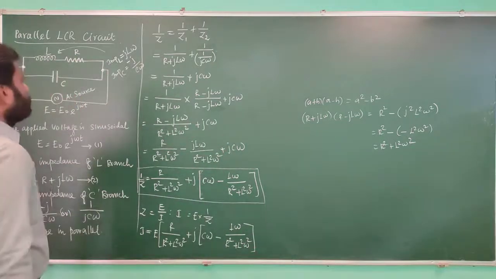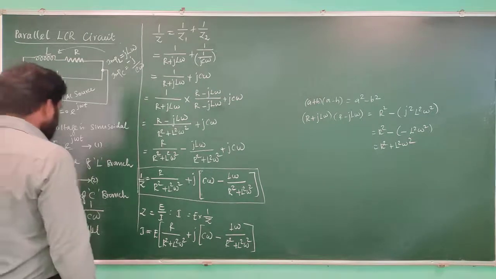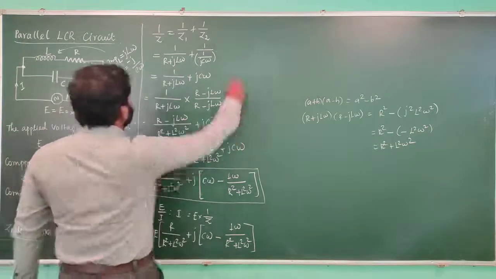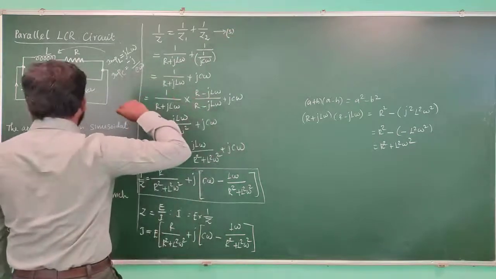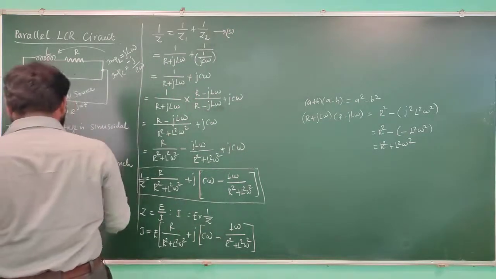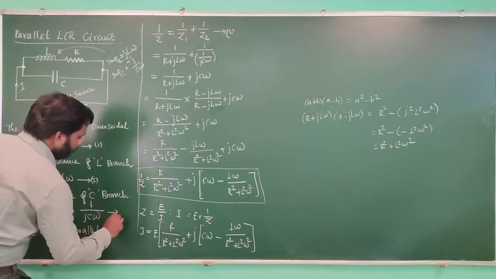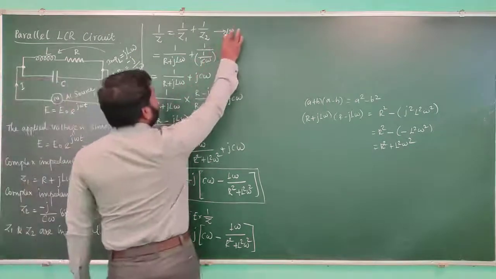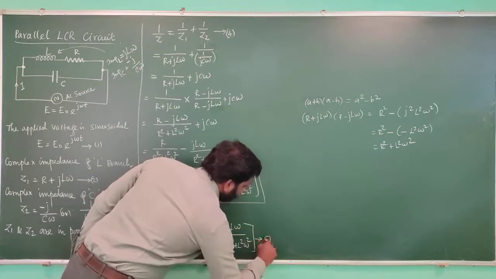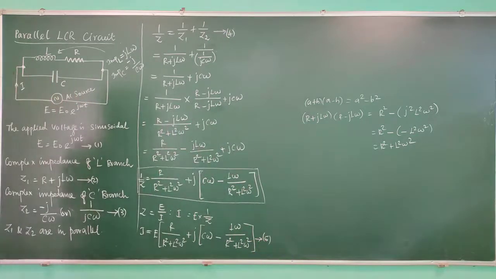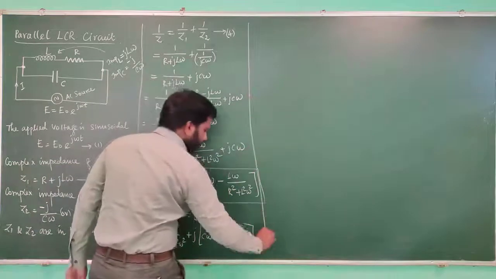So this we can write as equation number 3, this is equation 4, and this equation we can write as equation number 5. Move forward.